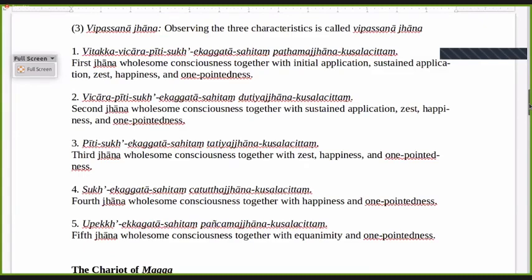So we must understand the difference between piti and sukha. They are very much alike. Piti and sukha arise at the same time, so their difference is difficult to understand. The commentaries have similes to help us. Though piti and sukha are closely connected, they are distinguished.